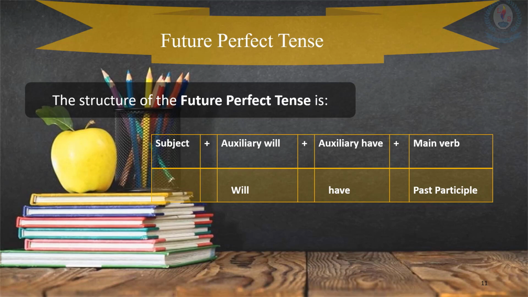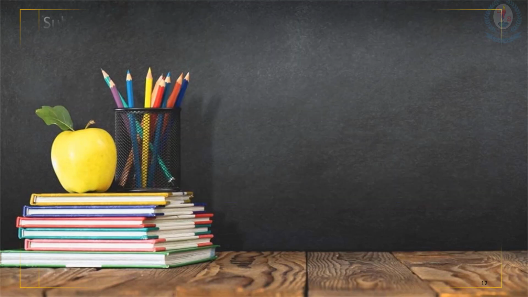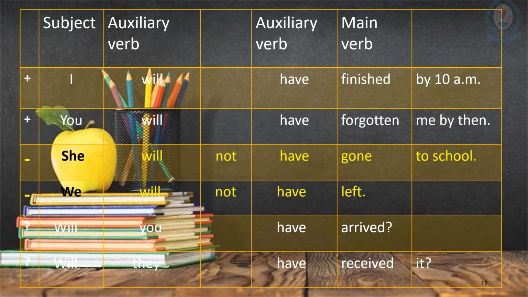Let's see the examples first. Okay, here are the examples. Look at this chart properly. Subject, auxiliary verb, main verb. So what is the first example? I will have finished by 10 a.m. You will have forgotten me by then. She will not have gone to school. We will not have left. Will you have arrived? Will they have received it?